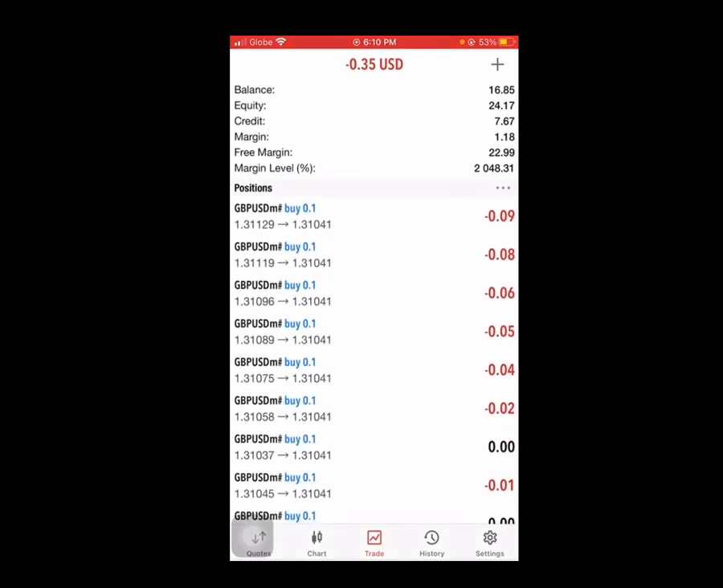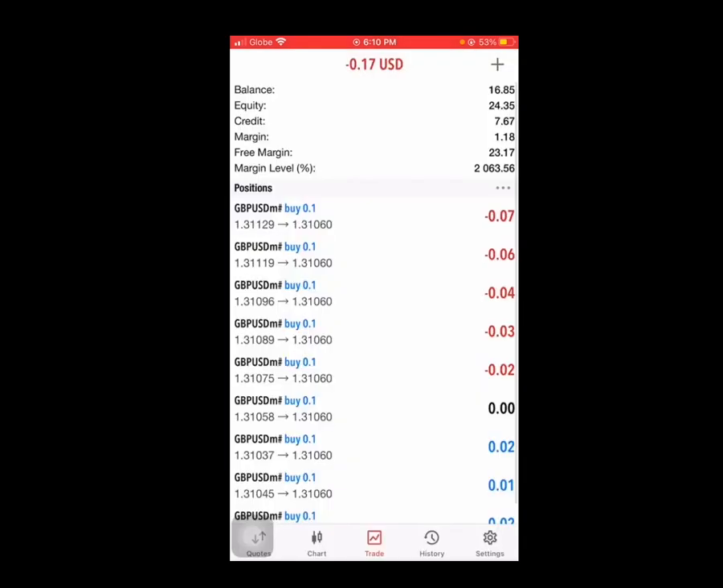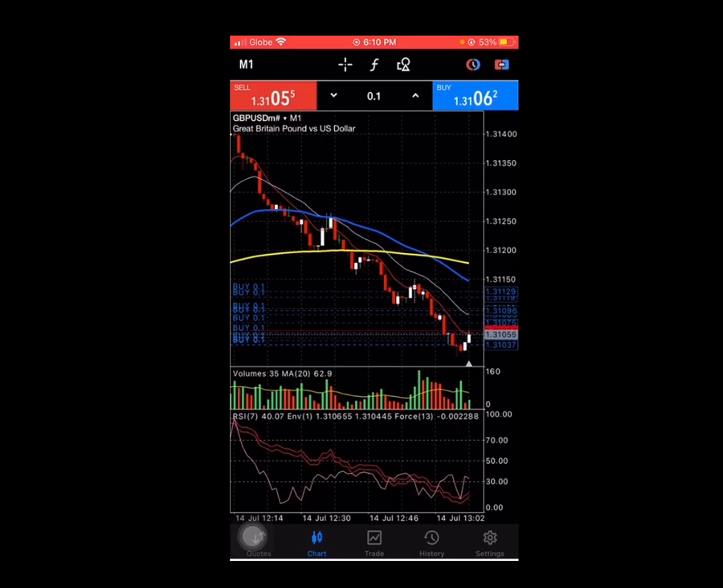Okay, so as you can see, we have negative orders. Our time as of the moment is 6:10 p.m. So this is GMT plus 8, which is in the Philippine time. We have orders in place going up, but our positions are going south.